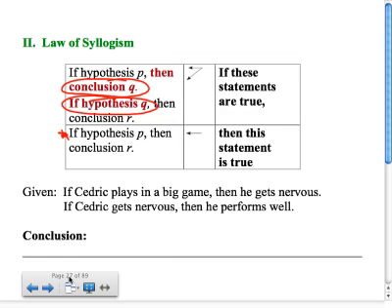Okay, so what that looks like is this. If Cedric plays in a big game, then he gets nervous. If Cedric gets nervous, then he performs well. So the conclusion that you can draw is that if Cedric plays in a big game, then he performs well.